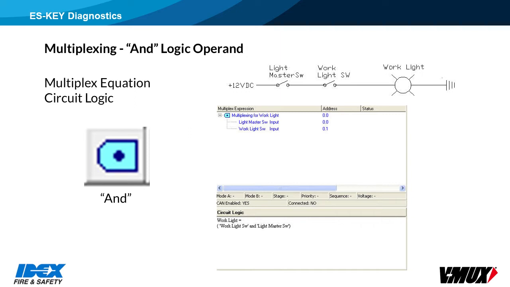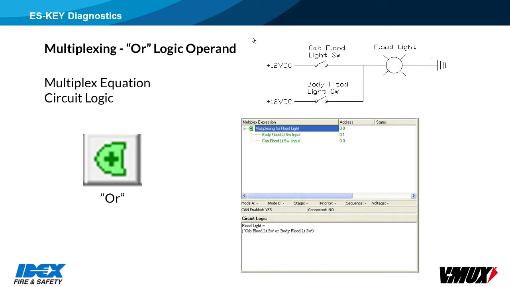The schematic shown represents the multiplex expression and circuit logic. The circuit logic is an aid to understanding and troubleshooting multiplex logic. The logic for the multiplex equation created in the multiplex editor is written out in text form in the circuit logic window below the editor. This window is updated any time a change is made to the equation.